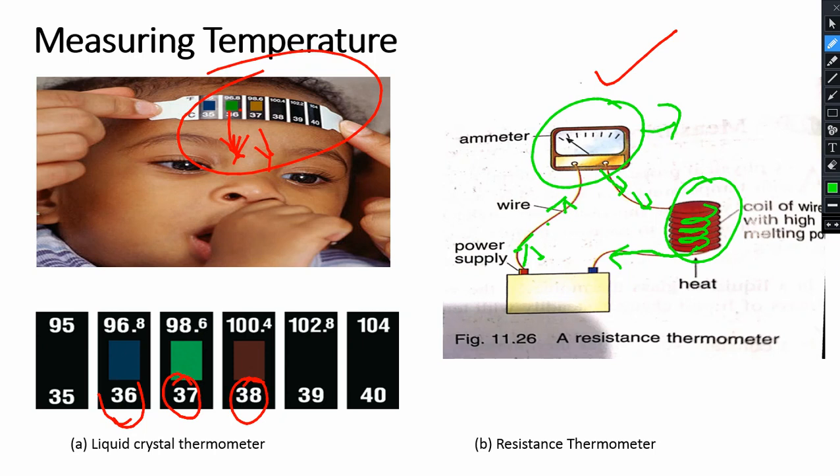So then, according to this meter, you will know that at this resistance the temperature is this, okay. So in a resistance thermometer, they are using the resistance to electric current to tell you the temperature, because at different temperatures there would be different resistance, and that's how the ammeter will tell you the different values of the resistance. At 100 degrees Celsius there would be more resistance as compared to 70 degrees Celsius. I hope you have understood this lecture.